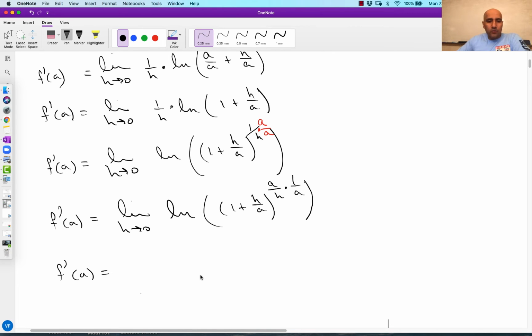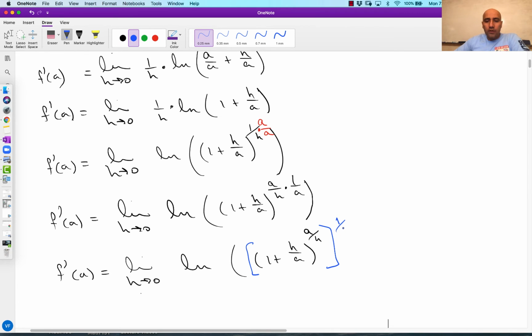So now I'm going to rewrite this one more time and say this is the limit as h goes to 0 of ln of, and then I'm going to rewrite this as 1 plus h over a raised to the power of a over h. And now all of that is being raised to the power of 1 over a, right? Because multiplication can be rewritten this way. And the reason we do that is because now I can take this and move it out in front using the exact same property.